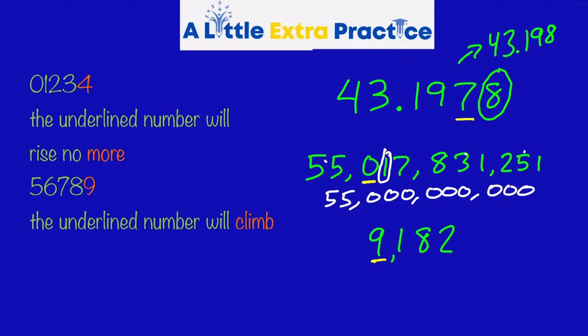Last one. We have 9,182. We're going to round it to the nearest thousand, so it's going to either be 9,000 or 10,000. I'll circle the number to the right. 0, 1, 2, 3, 4, the underlying number will rise no more. Because it's a 1, not a strong number, it's going to stay at 9,000.